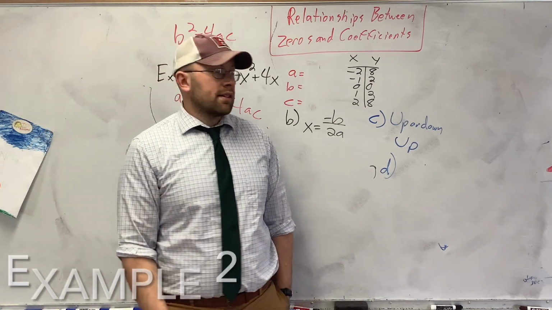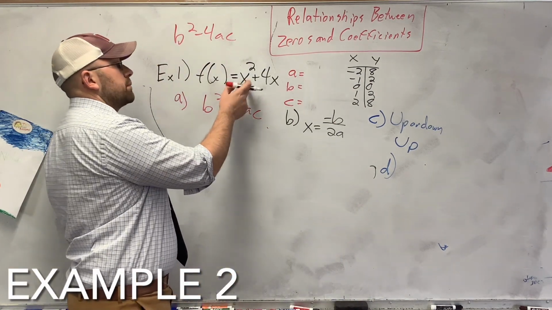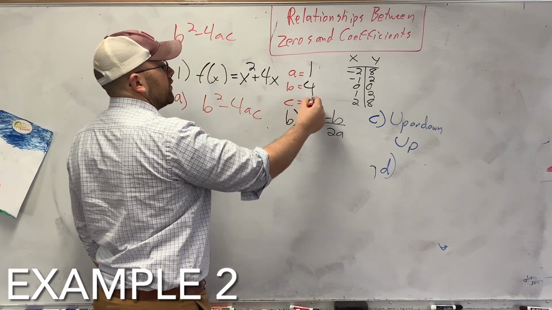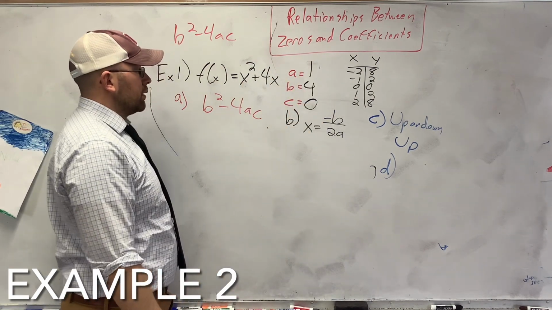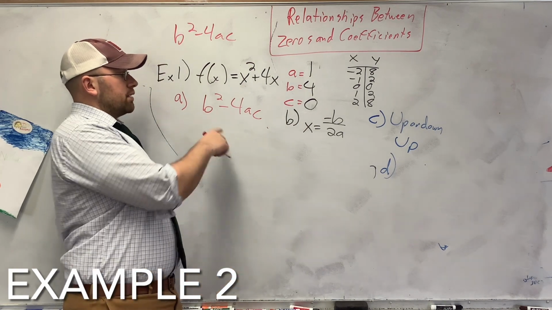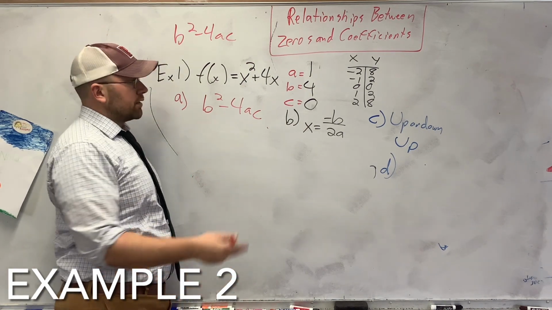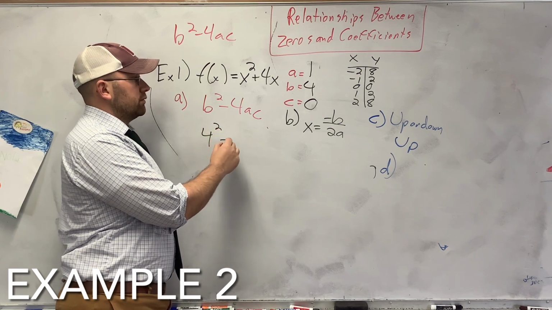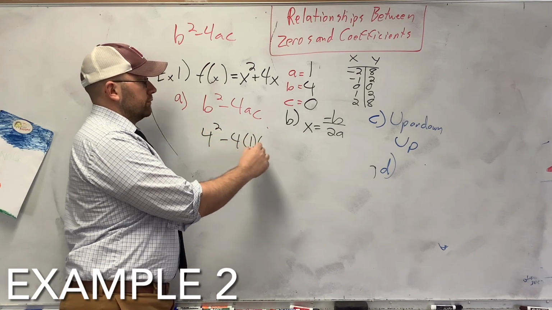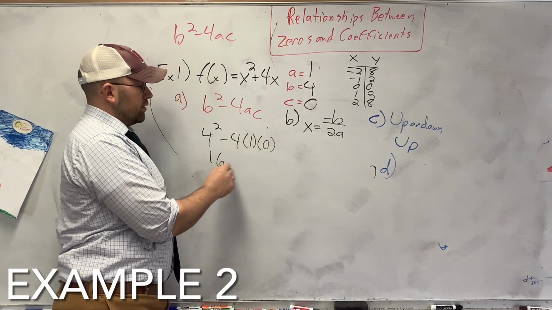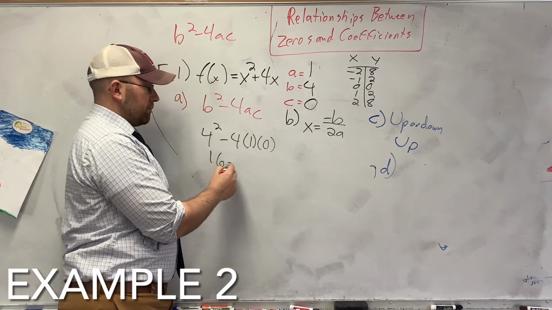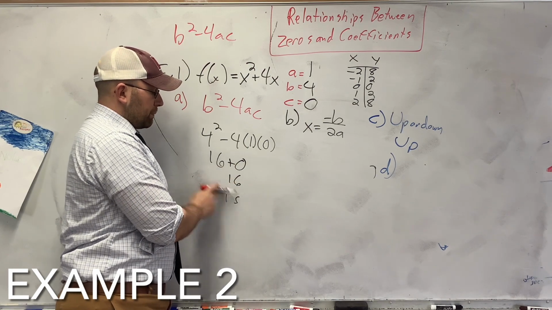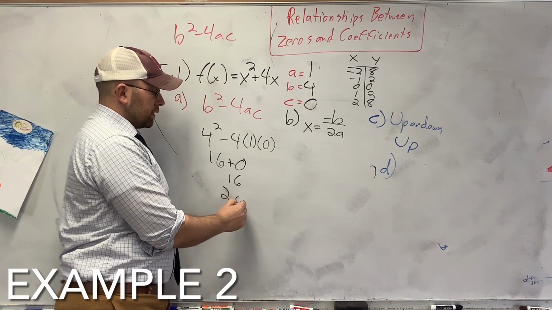All right, here's our next example, our last example, x squared plus 4x. My a is 1, my b is 4, and my c is 0. So now I'm going to plug this in to find out how many solutions I'm going to have. All right, this comes in handy every once in a while, just so you can save yourself some time. So 16, so since it's positive, I'm going to have 2 solutions.